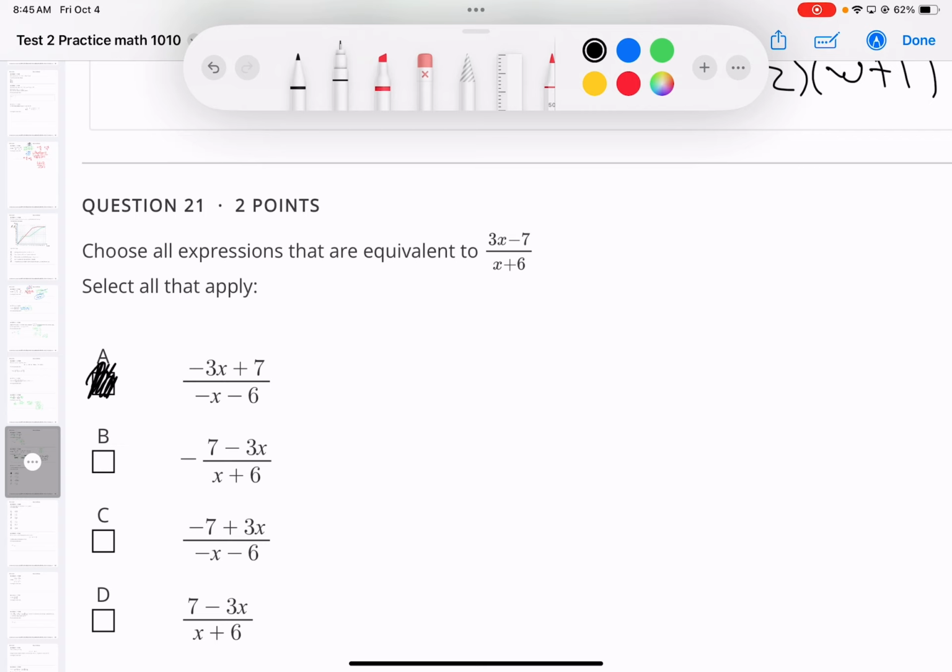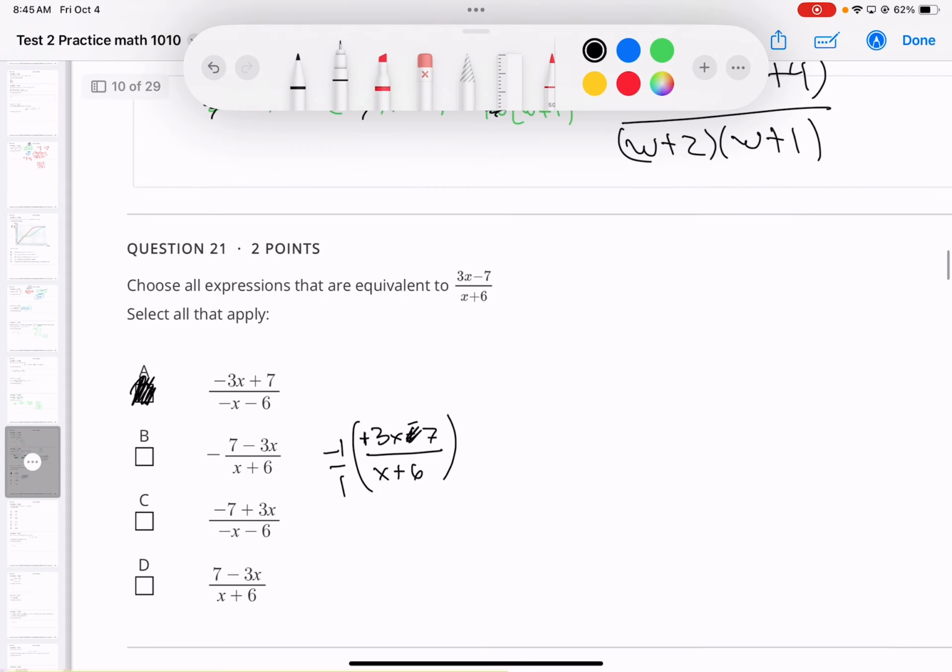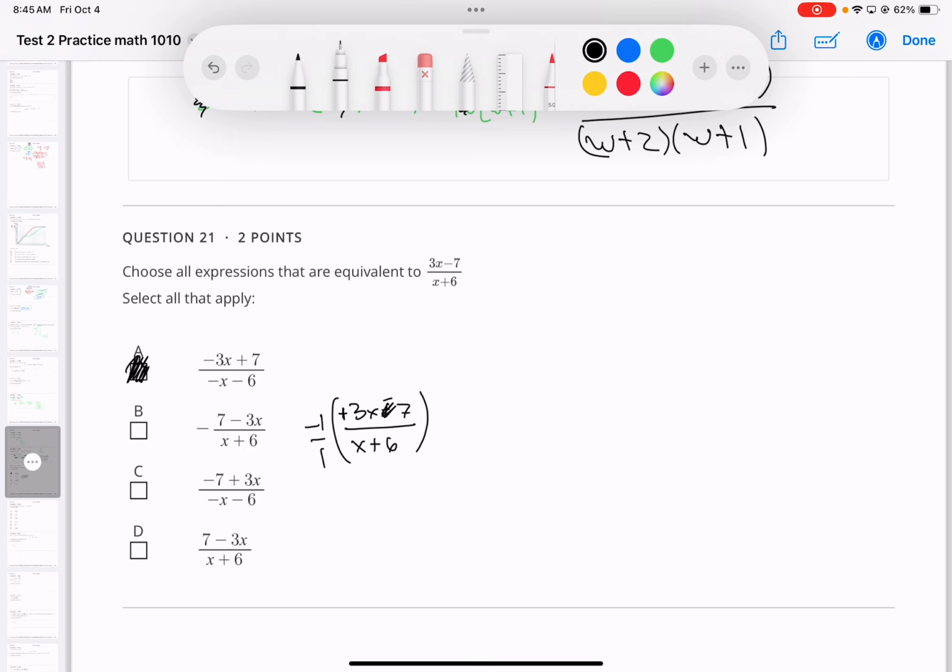Okay? The second one, I would reorder it first. So I got negative 3x plus 7 over x plus 6. And so that would make this one a positive, this one a negative. Well, it's really just you're distributing a negative 1. So it's like negative 1 over 1. So I say that one's probably the same too, actually, because you're not timesing it by negative 1 over negative 1. You're timesing it by negative 1. So that's the negative 1 over 1. So you're just distributing. I would say it's B.